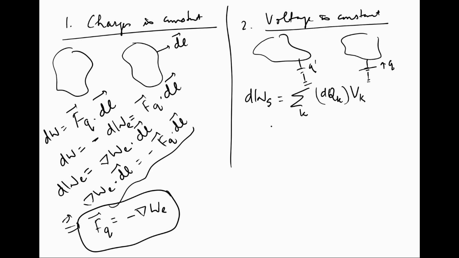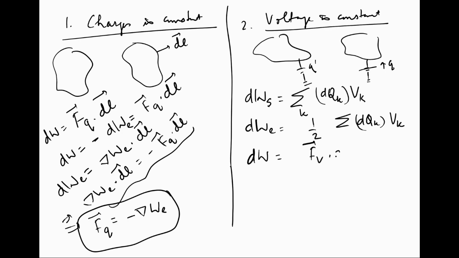However, we know that the electrostatic potential energy is given as half of sum of dQ_k V_k. Now the work done by the system due to virtual displacement will be the force into displacement. This V subscript shows that we are considering the force when the voltages are constant. Now on comparing these two, we see that dW_s is equal to twice dW_e.